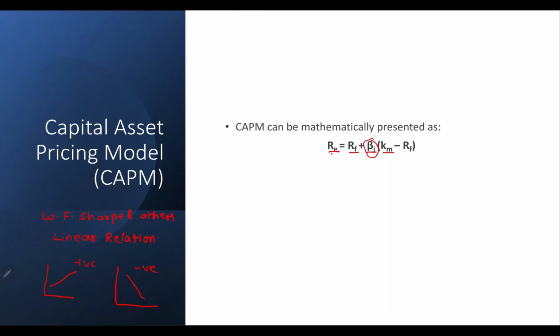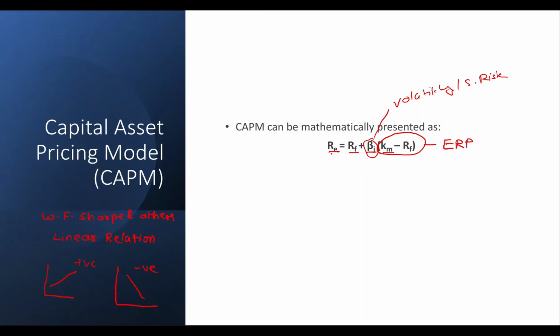Beta is a measure of volatility or systematic risk of a security or a portfolio in comparison to the market as a whole. It should be estimated relative to the market index. We'll discuss the calculation of beta in detail in another video. This term KM minus RF is the expected market risk premium, also referred to as equity risk premium or ERP. It is an extra return that you get for taking risk instead of investing in a risk-free bond.